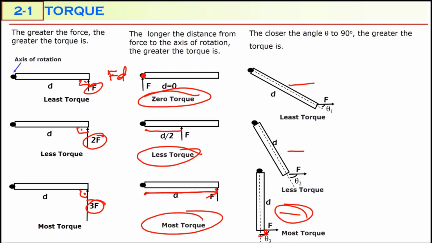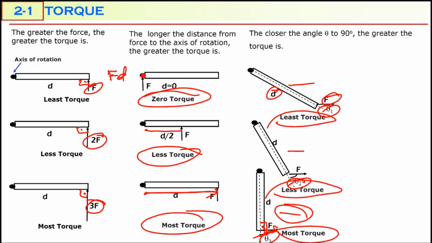So when the angle is 90 degrees, if a force acts over a distance d at 90 degrees, that force produces the maximum torque. Even if you apply the same force over the same distance, because the angles are different, the torques cannot be equal. Torques are different: least torque, less torque, and most torque.